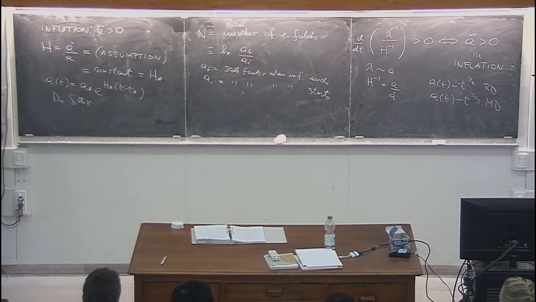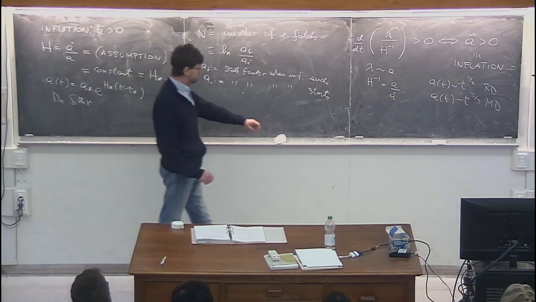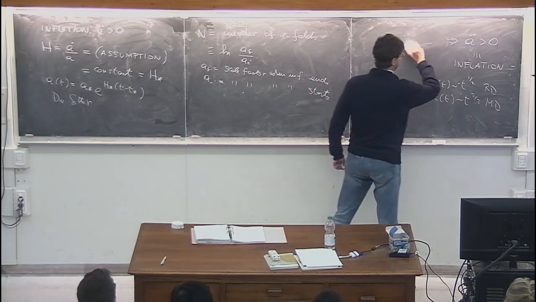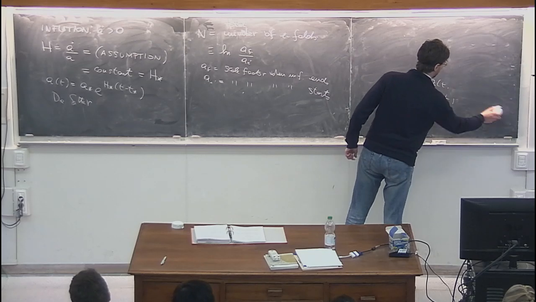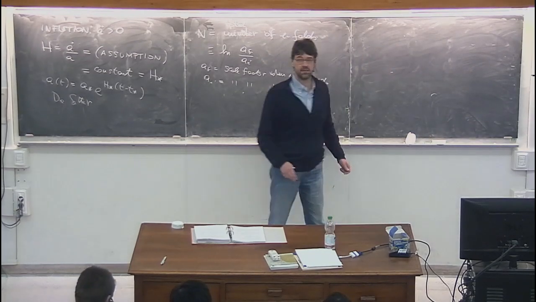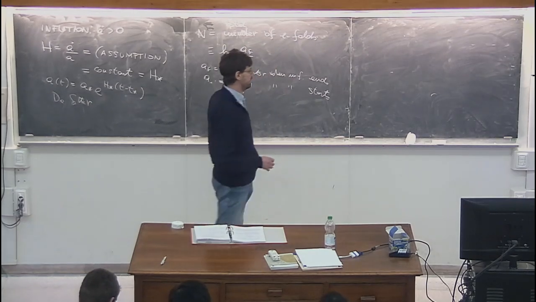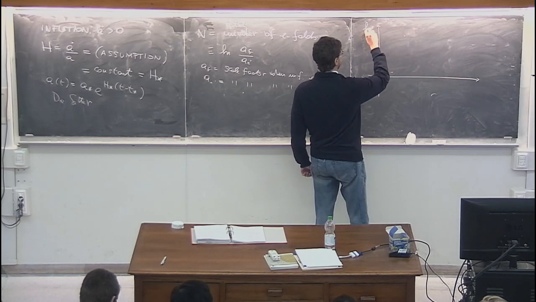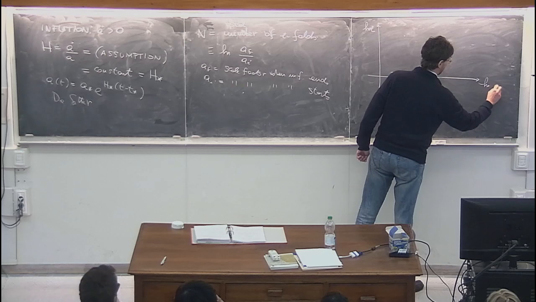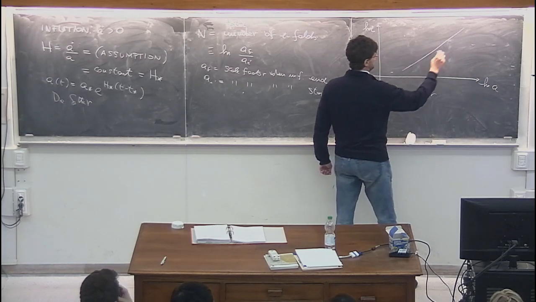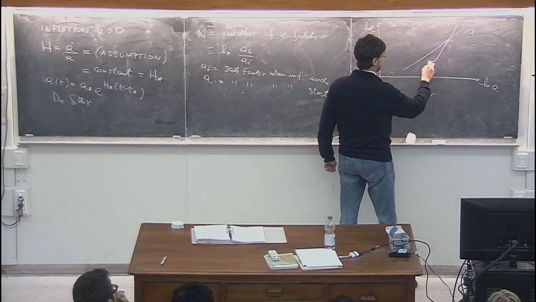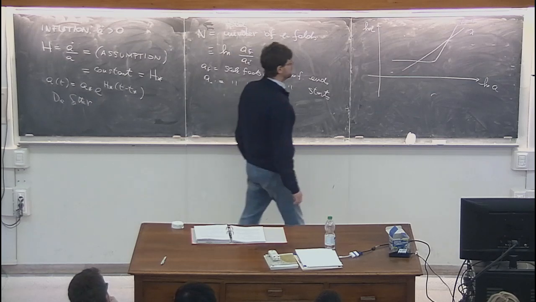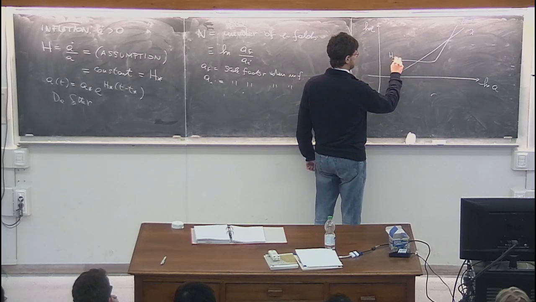All right. So let me compute now what is this N in order to solve the horizon problem. I want to compute how long inflation has to last in order to solve the horizon problem. So let's again draw the same picture. You will see it many times. So I had this scale factor, I had this Hubble radius, and we said that the value of the Hubble radius here is H star to the minus 1.